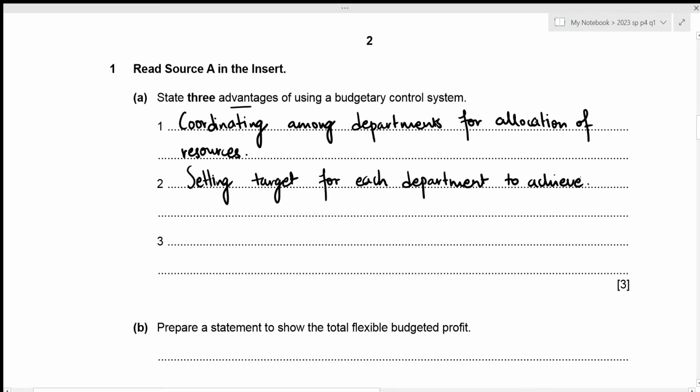And lastly, when there is a set target, it may motivate employees in order to achieve those targets, right? So that could also act very advantageous to the company, motivating employees towards objectives. Alright, now let's move to the second part.